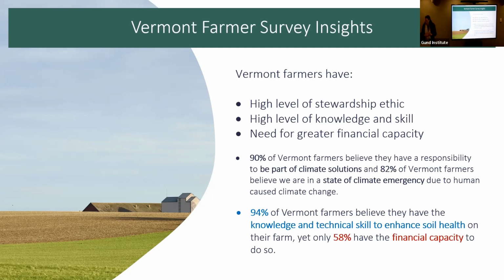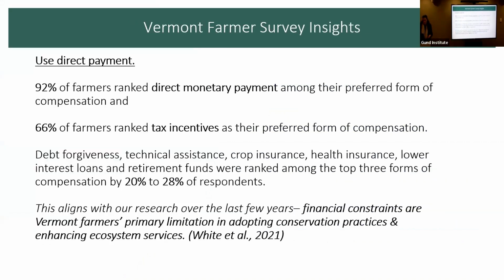It's huge, right? They have that. 82% believe that we're in a state of climate emergency due to human-caused climate change. And 94% of them already believe that they have the knowledge and skill to enhance soil health on their farm. So maybe training and knowledge isn't the weak point, but only 58% have the financial capacity to do so. So it points to financial constraints being really important.